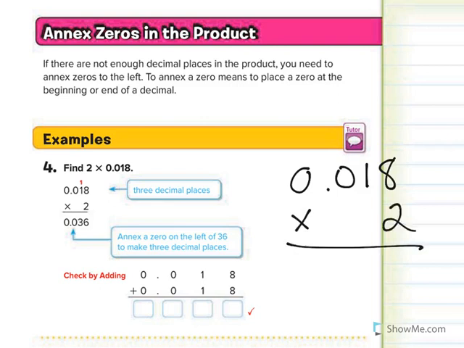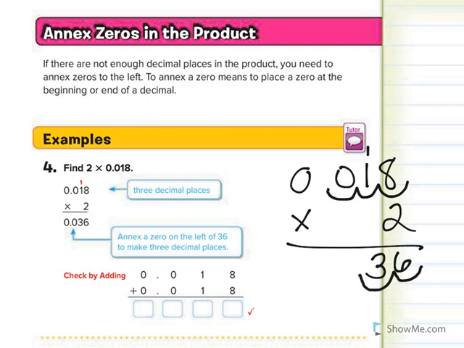Now I'm going to start and do regular multiplication. So 2 times 8 is 16, regroup my 1. 2 times 1 is 2, plus 1 is 3. Now I can see that if I just continue, I'm going to have 2 times 0 is 0, 2 times 0 is 0, and really I don't have to waste my time because I just know everything else is going to be zeros. So what I can do is look now at my factors and see how many decimal places I have. So if I look up here, I have 1, 2, 3 decimal places. So that's how many I want to have in my product.